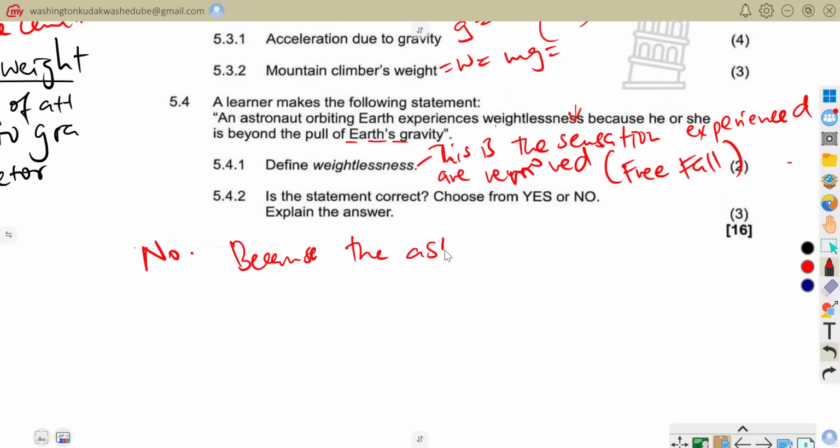because the astronaut still experiences the gravitational force.